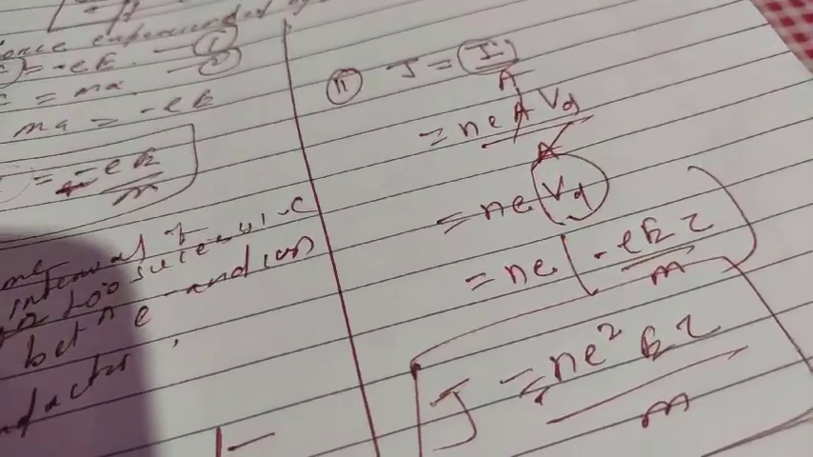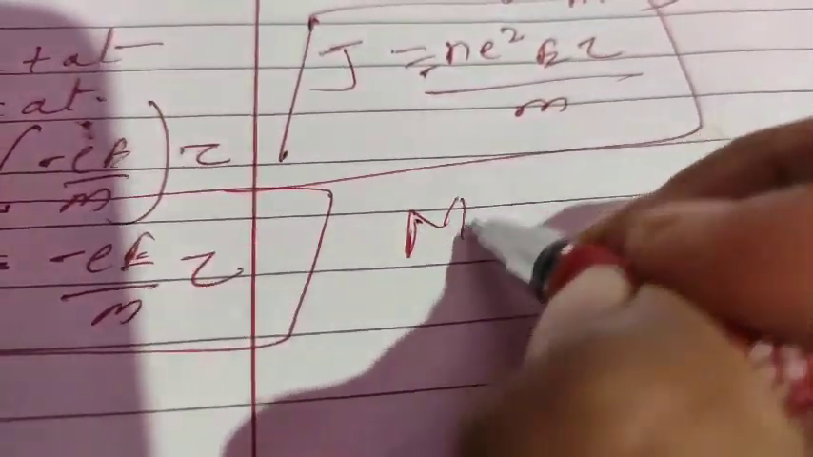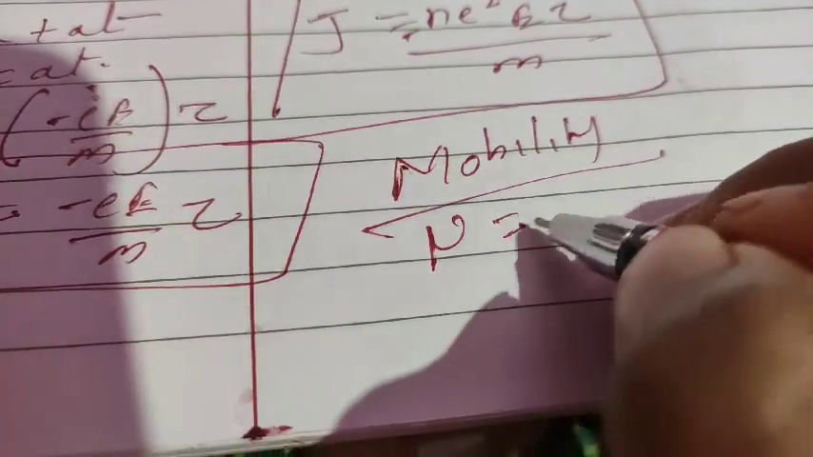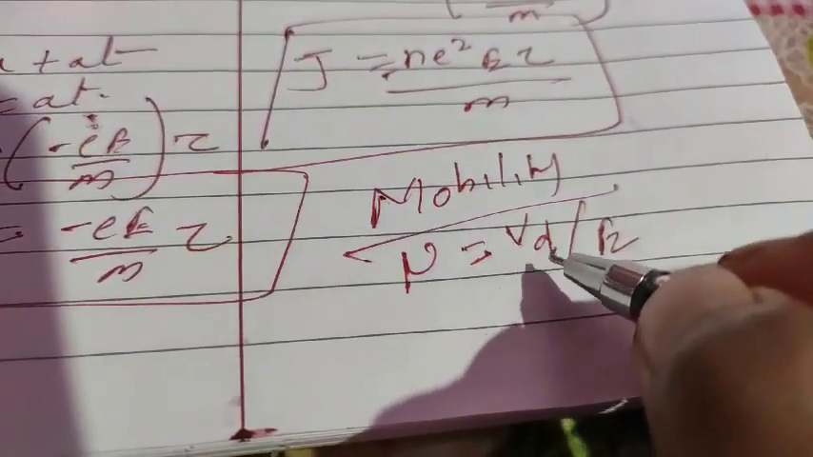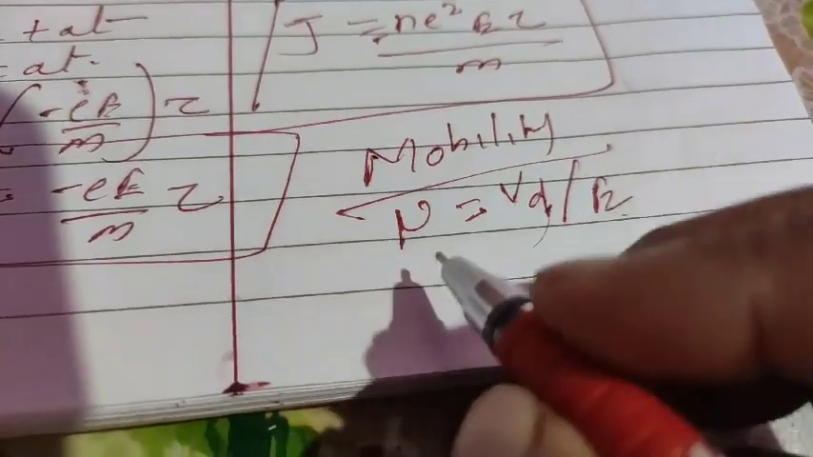Clear to you? Now one last topic I will tell you, that is mobility. What is mobility, student? Mobility is nothing but drift velocity per unit electric field. Okay? Mobility is drift velocity per unit electric field. How much have we got the drift velocity?